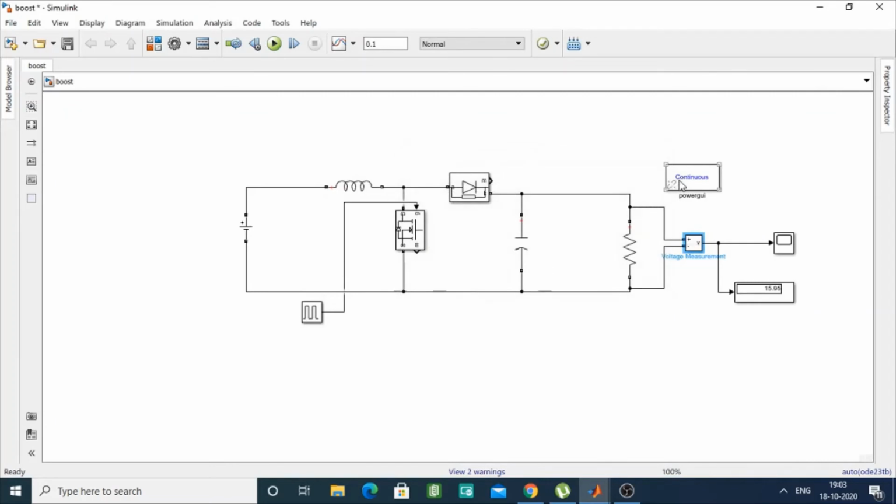This is a power GUI, which is used for Simscape circuits for their working. This is a scope, and this is a display for the continuous display of the voltage that has been amplified over here. Let's now see the simulation of this.